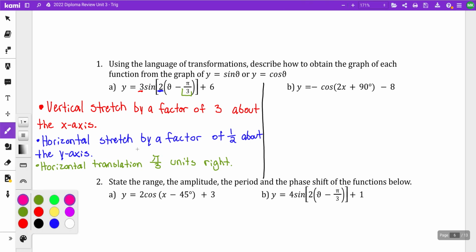And my last one, we have a plus 6. That would be a vertical translation. Six units up.